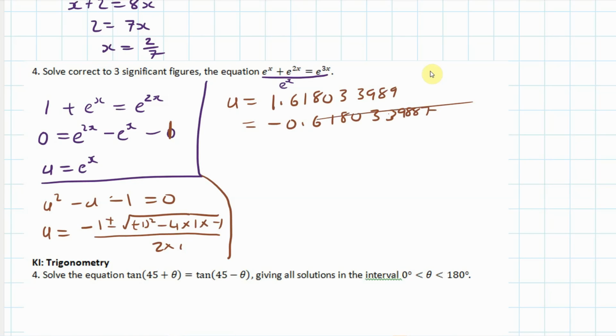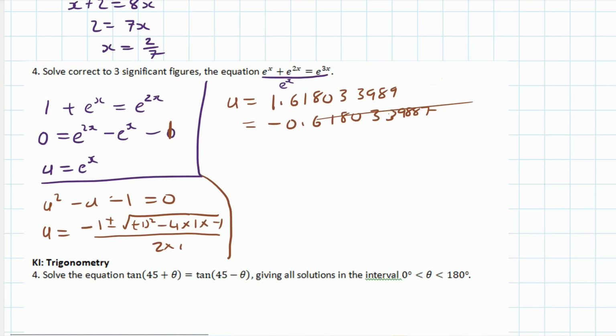Okay, now we can ignore that second one. Why can we ignore the second one? Because e to the power of x, which is what u is, cannot be a negative number. Because e to the power of anything, it's this graph here, isn't it? So it's undefined for a negative number. So we can get rid of that.